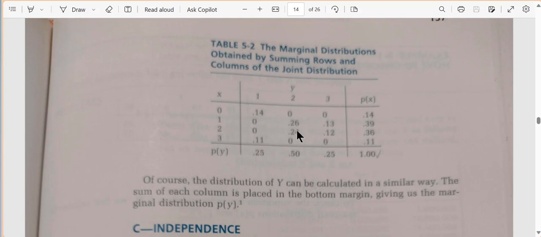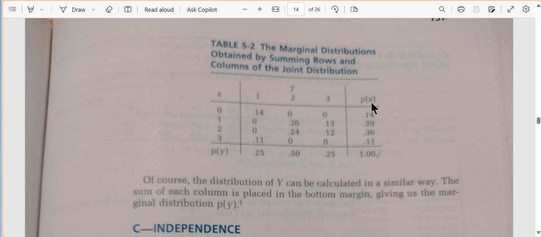Now actually, we didn't need the joint distribution to find the marginal probability. Remember, that's how we started the whole example about the number of girls. We figured this out before. But we can obtain it from the joint probability by summing to get the marginal probability distribution for x, and also the marginal probability distribution for y.